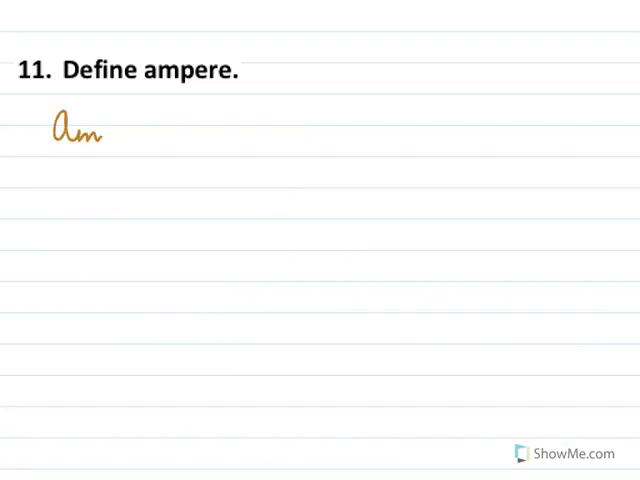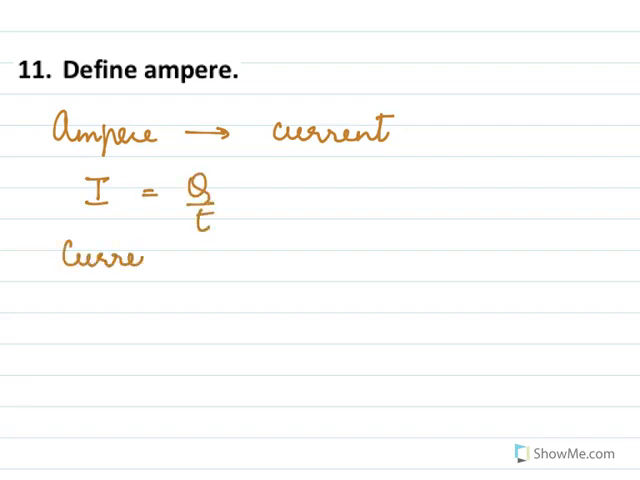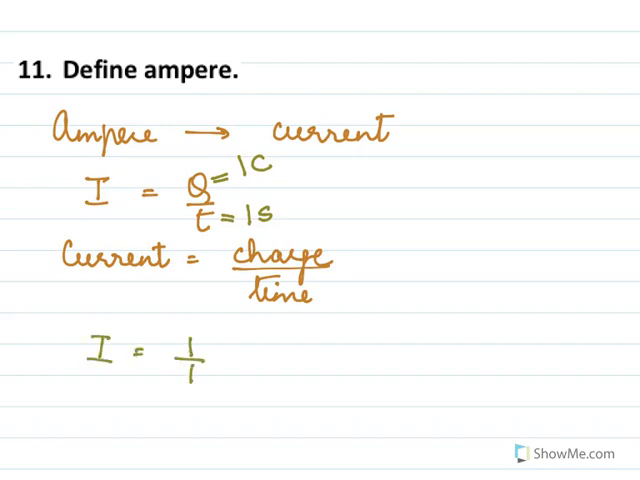Define ampere. First, we must know ampere is the unit of current. And what is the definition of current? Current is Q over T, which means current is charge over time. When do we get 1 ampere? If charge equals 1 coulomb and time equals 1 second, then what would happen? We get I equal to 1 over 1, which is equal to 1 ampere.